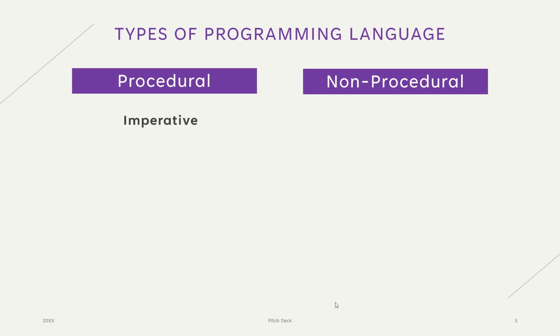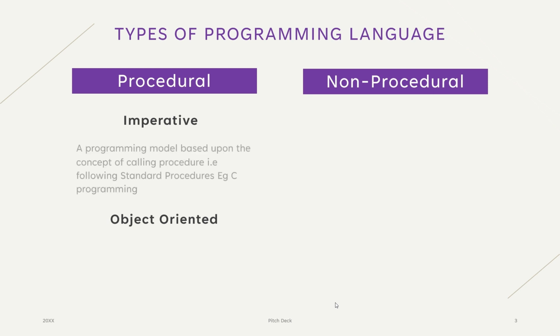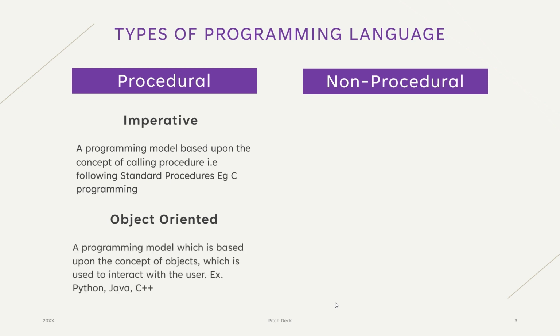So under procedural, there are two types of programming language. One is imperative, another one is object oriented. Imperative means it's a programming model based upon the concept of calling a procedure. As I said earlier, it follows a standard procedure in running that program. For example, C programming. All right. So next is object oriented. It is a kind of programming model which is based upon the concepts of objects, which is used to interact with the user. If you see, basically the entire program will be broken into multiple objects and every object will be standalone. Okay, it will be operating individually. For example, Python, Java, C++, these fall under object oriented.